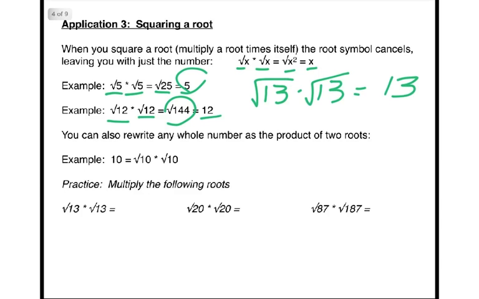That's a nice shortcut. You can also rewrite any whole number as the product of 2 roots. So for instance, the whole number 10 is actually root 10 times root 10. Go ahead and practice multiplying the following roots.